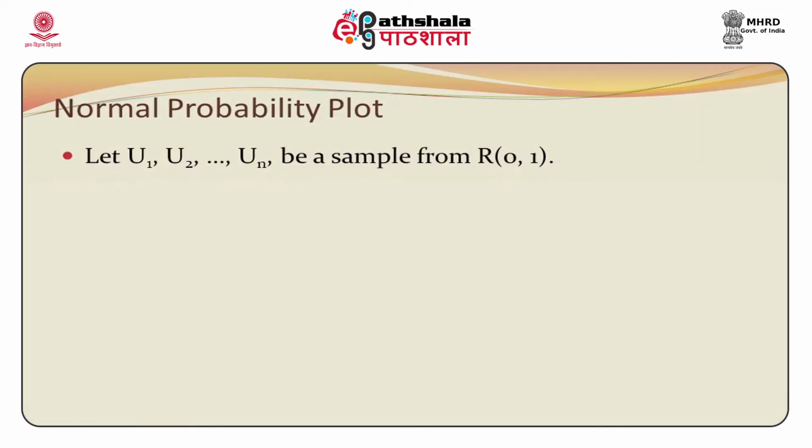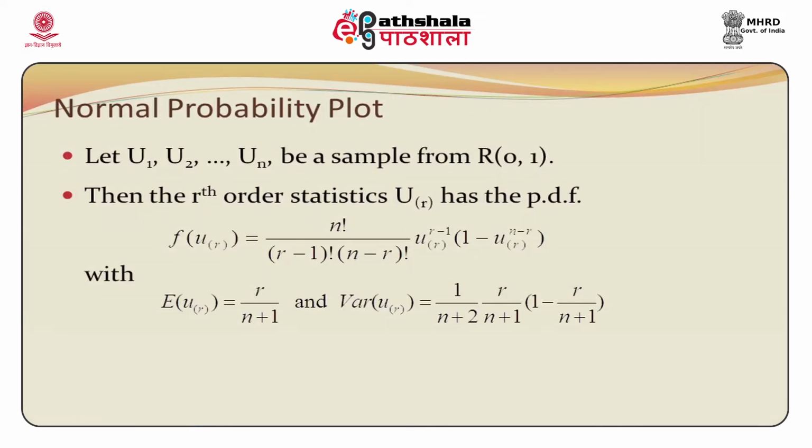Now, let u1, u2, ..., un be a sample from the rectangular 0 1 distribution. Then the rth order statistic u(r) has PDF f of u(r) equals n factorial by (r minus 1) factorial (n minus r) factorial into u(r) to the power of r minus 1, (1 minus u(r)) to the power of n minus r. This is straight from the usual results we have for order statistics.